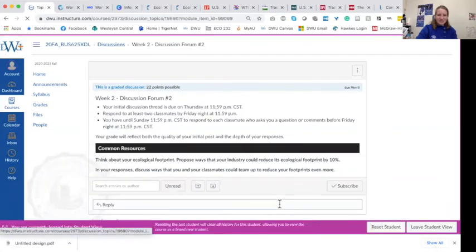Your second post that's due is after you complete that ecological footprint. I want you to propose ways that your industry or your specific company could reduce its ecological footprint by 10%. You don't need to show the math or anything like that, but just come up with some ways that you think you could do that reduction. And then when you respond to your classmates, try to discuss ways that you and them could team up to reduce your footprints even more.